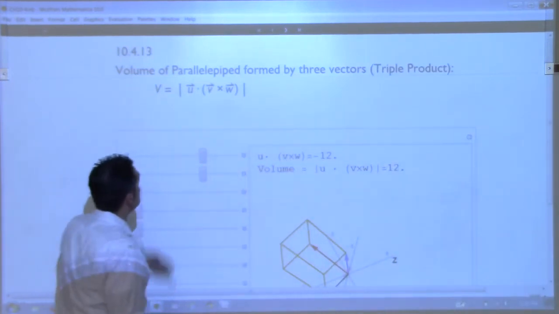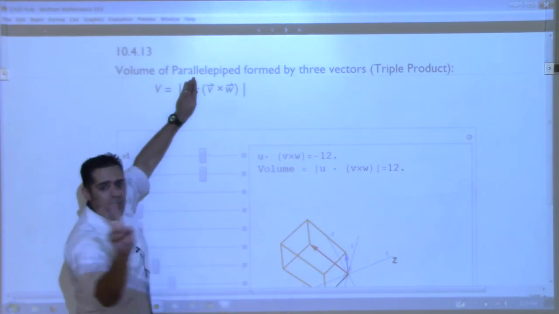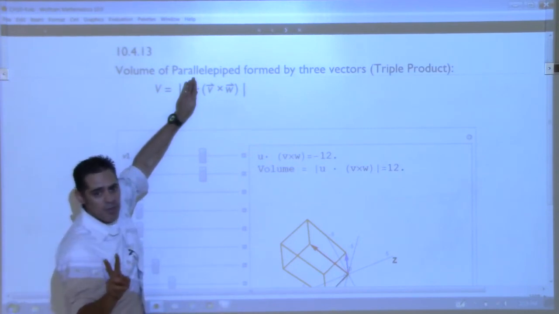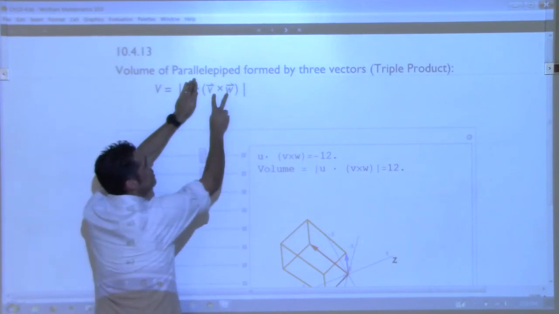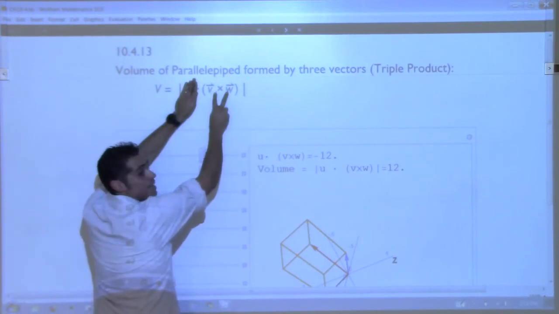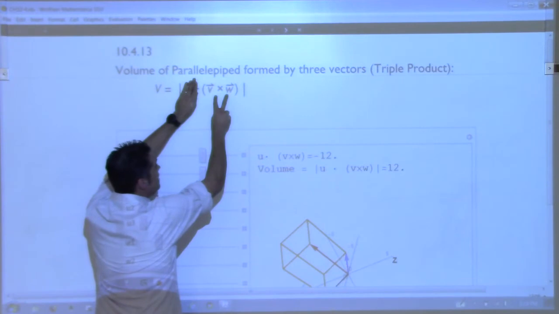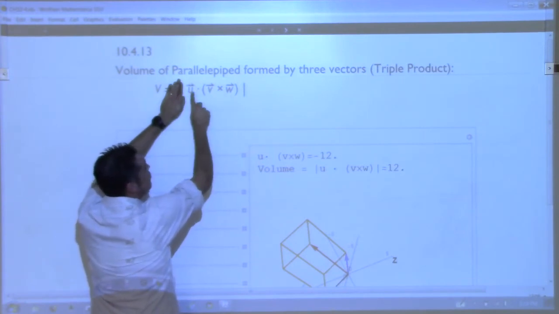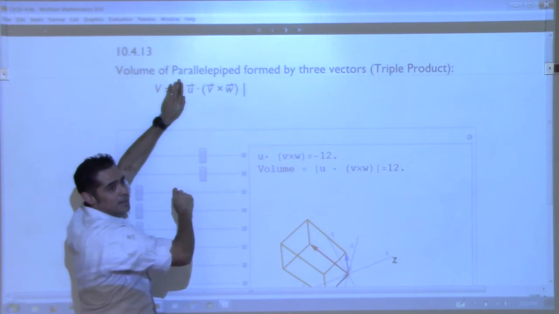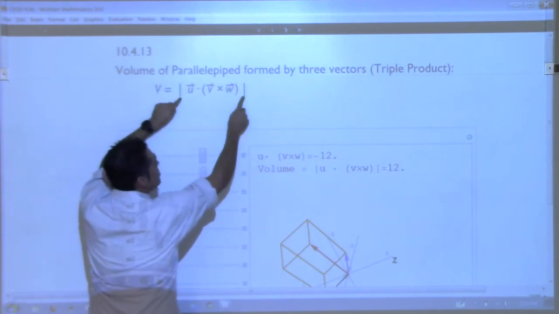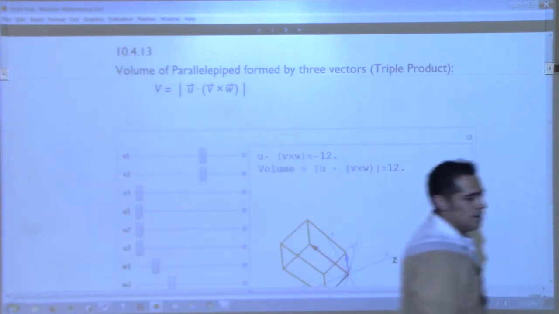So what you do is you take any 2 of the vectors, doesn't matter which ones you take, you cross them. Okay? That answer is going to be a what? A vector. Then you take that answer and you dot it with the other vector, and that will be a number, and then you take the absolute value of that, and that's the volume of it.